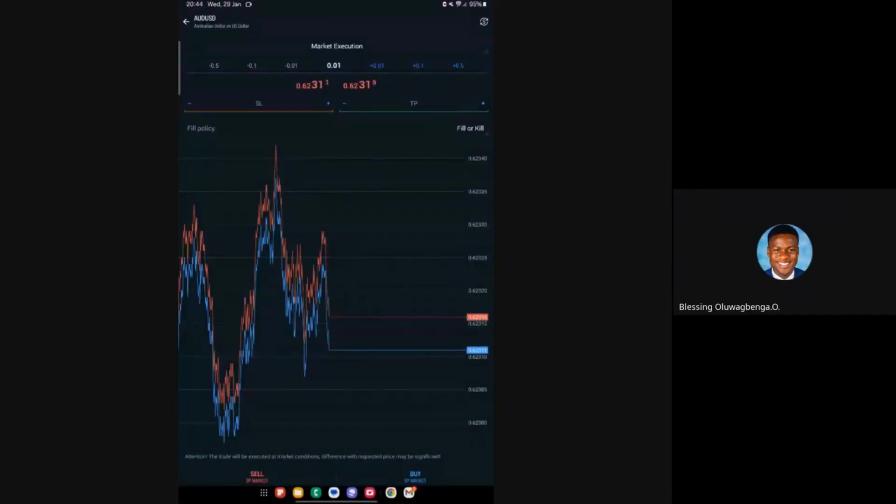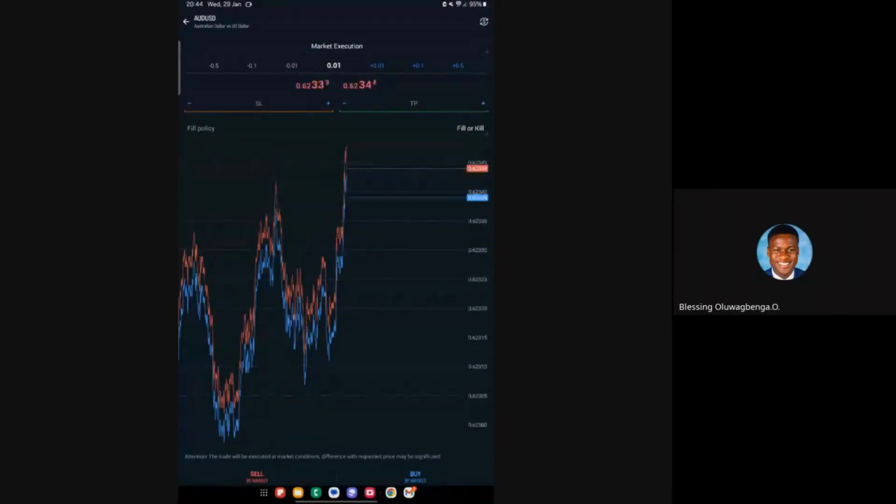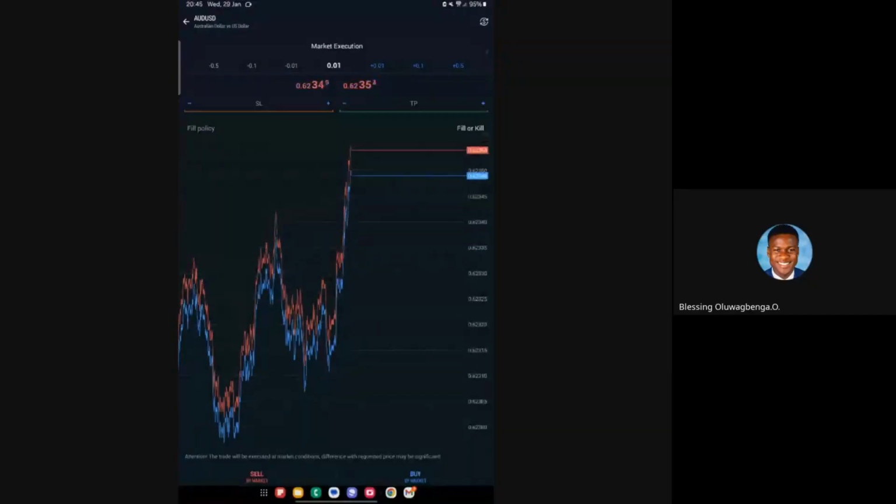Now, if you look in between the market price and the market execution, you will see 0.01, and at your right you will see plus 0.01, plus 0.1 and plus 0.5, and at the other side too. This is called the lot size. All right, I will explain the lot size for you, but first let's talk about the pips.